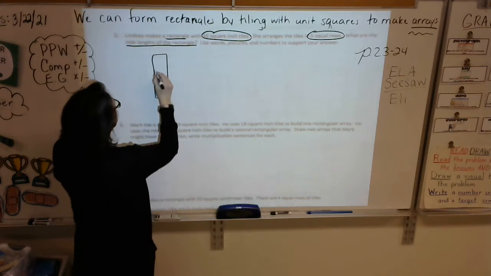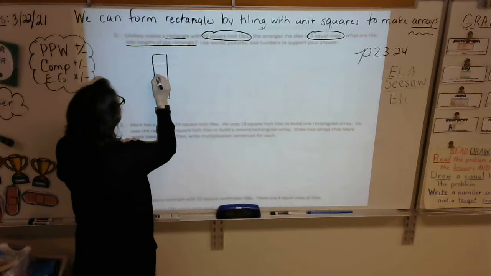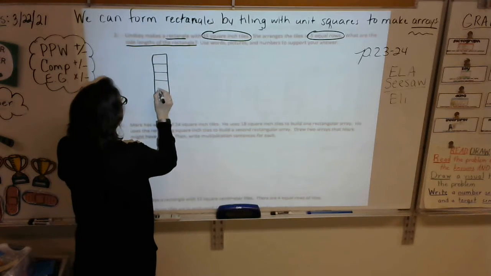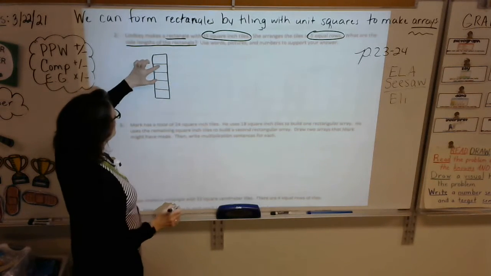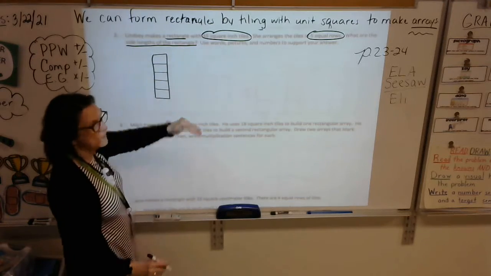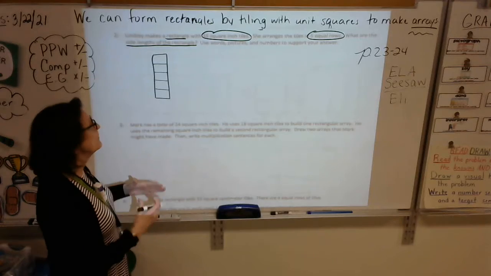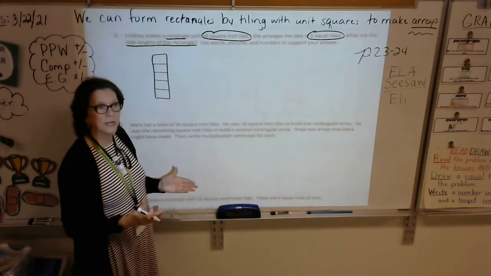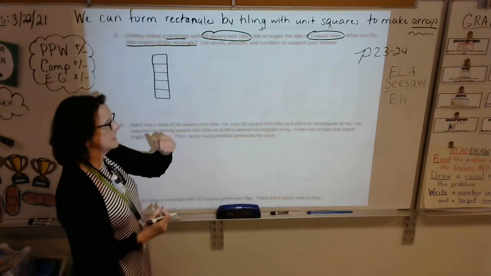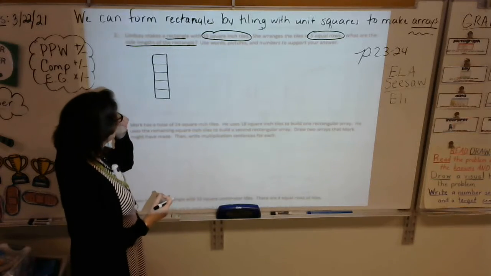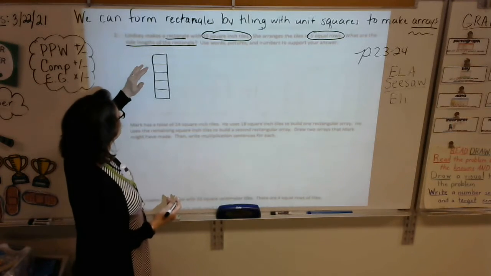I need 5 rows, so I'm going to divide that into 1, 2, 3, 4, 5 tiles, and there's my 5 rows going across. This is called, remember, a rectangular array, because it will be shaped like a rectangle when we're done, and it's still an array because it's nice, neat rows and columns, okay? So I have my 5 tiles here.